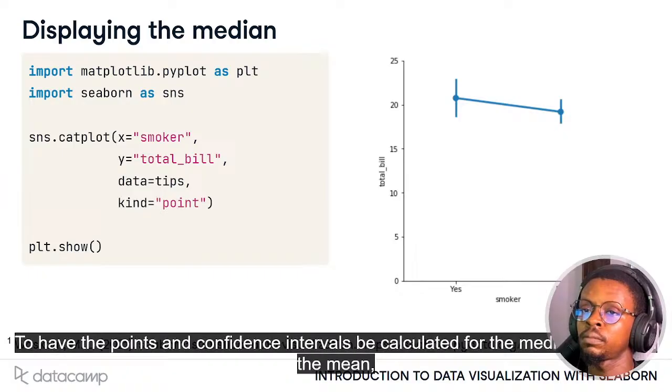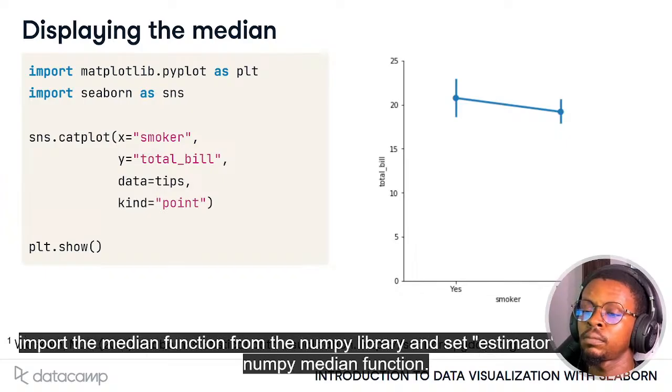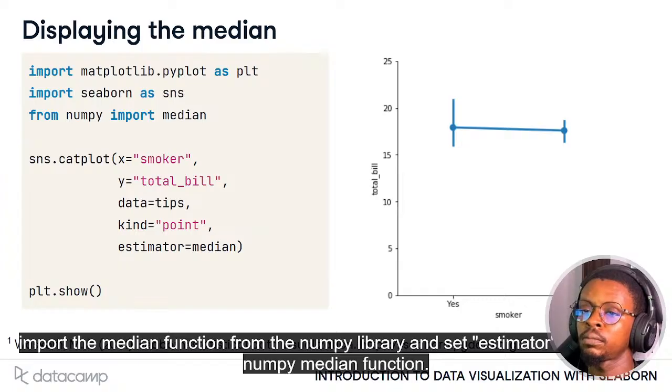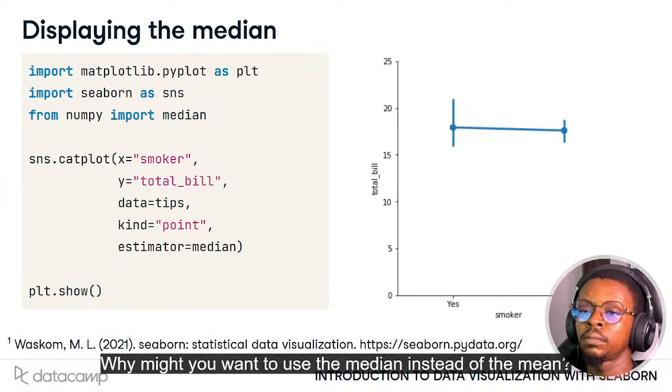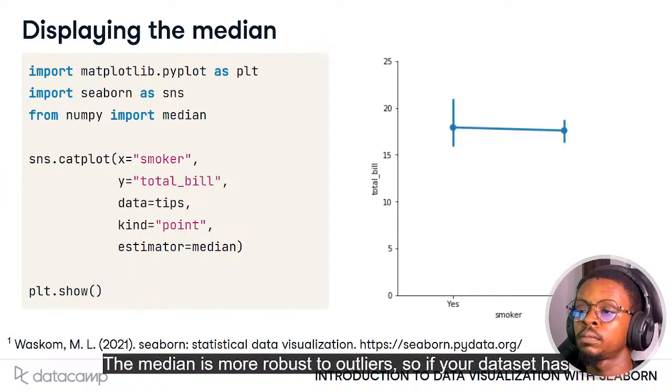To have the points and confidence intervals be calculated for the median instead of the mean, import the median function from the NumPy library and set estimator equal to the NumPy median function. Why might you want to use the median instead of the mean? The median is more robust to outliers, so if your dataset has a lot of outliers, the median may be a better statistic to use.